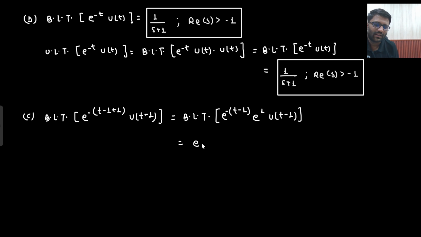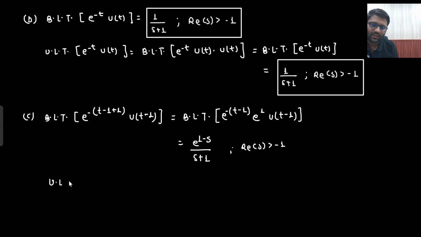So what you are getting? E to the power 1 outside, then 1 upon s plus 1, and since t is replaced with t minus 1, e to the power minus s will also be there. E to the power minus t u of t will have 1 upon s plus 1. And this e to the power 1 was already there. So this is the answer we are getting with the real part of s greater than minus 1. This can be written in a better manner, e to the power 1 minus s.